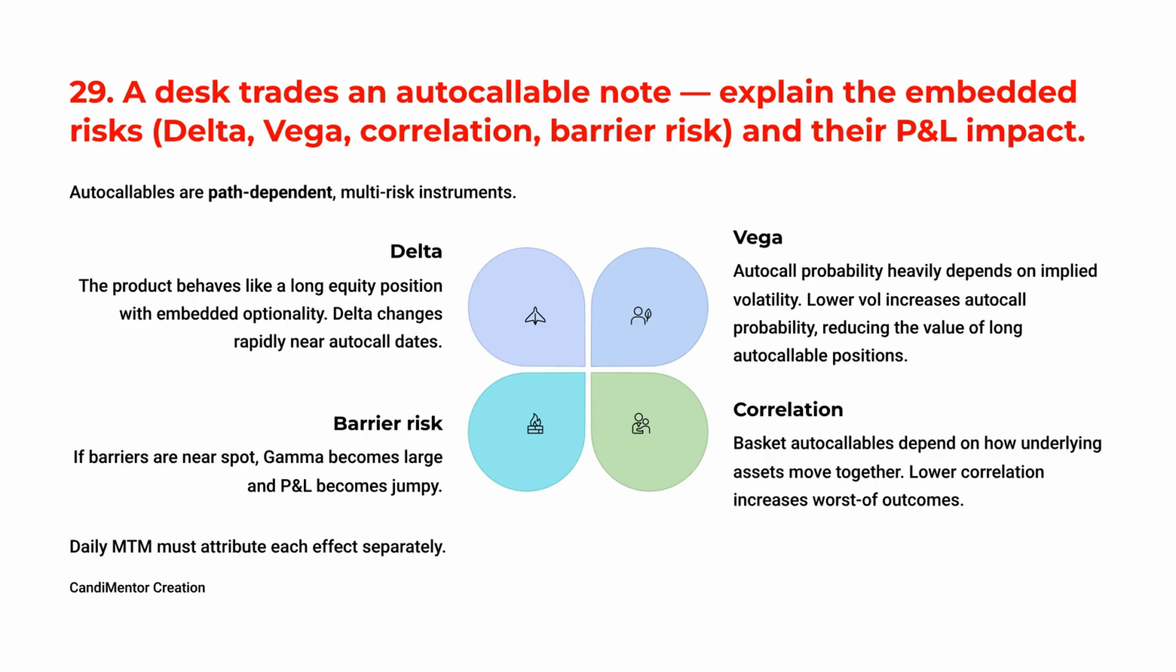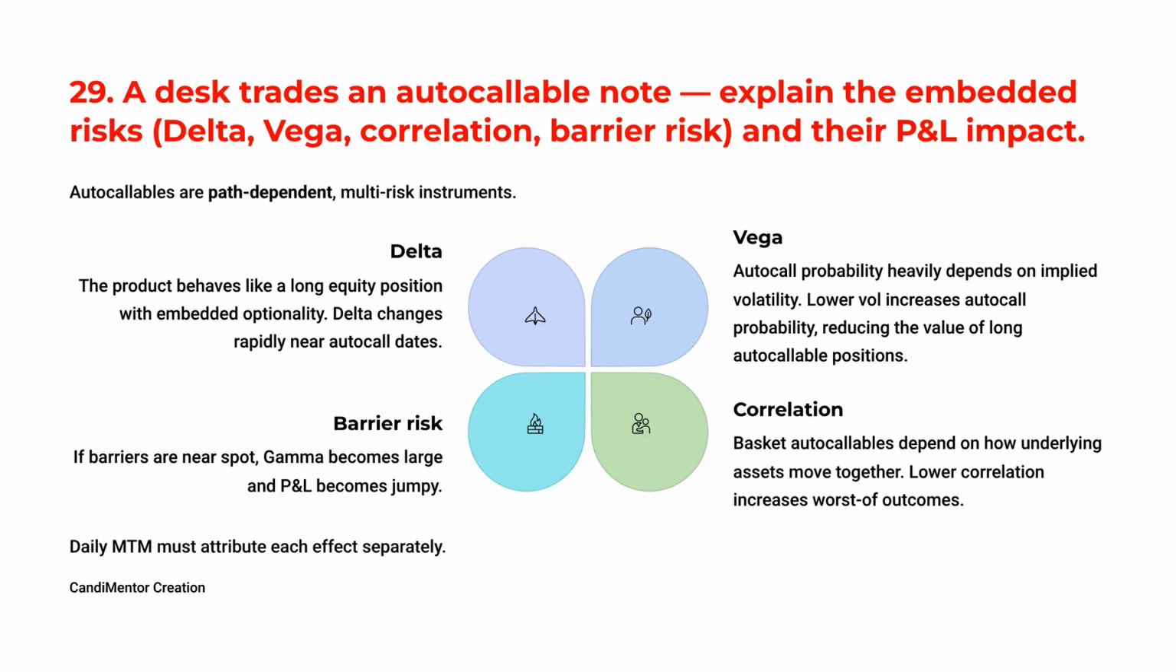A desk trades an autocallable note. Explain the embedded risks: delta, Vega, correlation, barrier risk, and their P&L impact. Autocallables are path-dependent, multi-risk instruments. Their main risks include delta. The product behaves like a long equity position with embedded optionality. Delta changes rapidly near autocall dates.